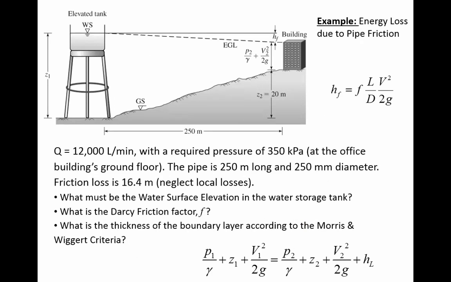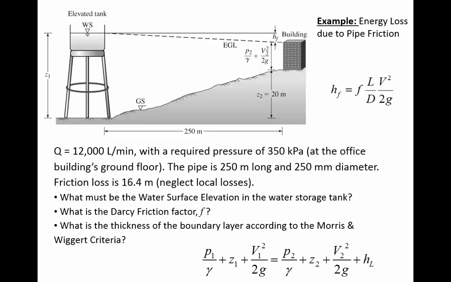All right. Well, let's apply some of these ideas. Here we've got the energy equation at the bottom, and the Darcy-Weisbach equation on the side. The Darcy-Weisbach equation says that you can calculate the head loss based on the friction factor, the length of the pipe, the velocity that's flowing through it, and the diameter of the pipe. In this case, we've got some elevated tank, and we need to find out where we should put the water surface. How high should the tank be?